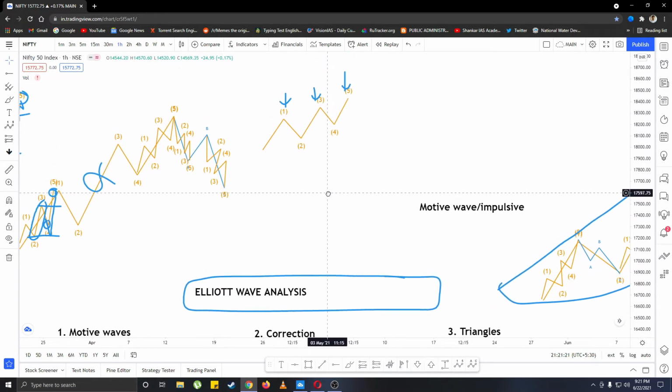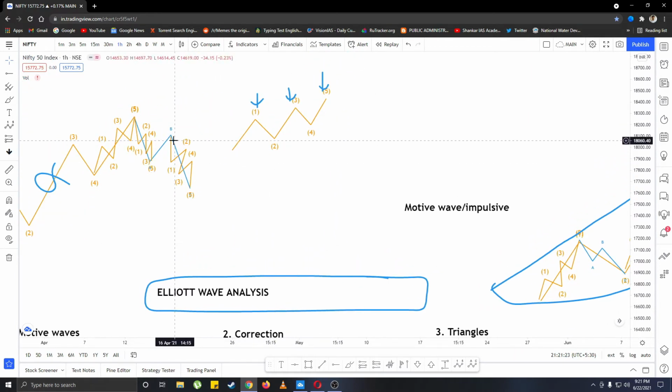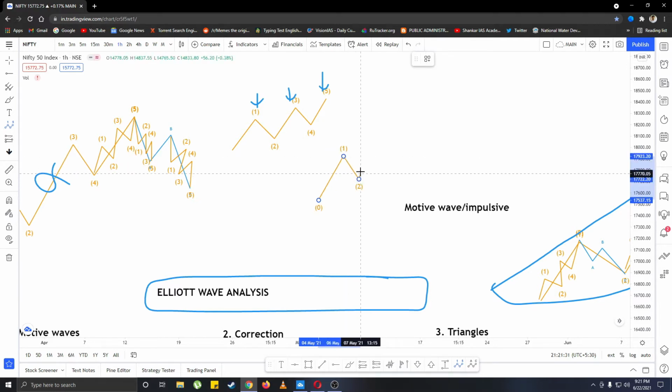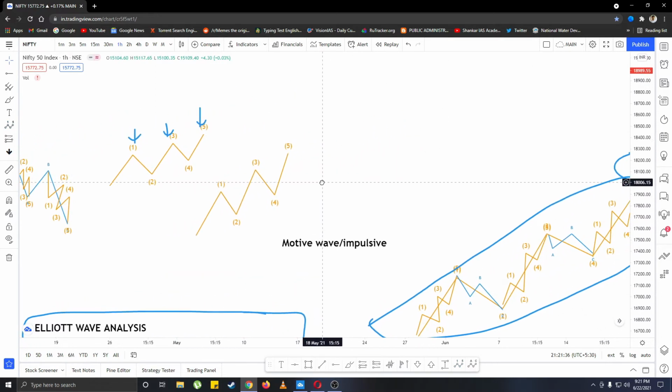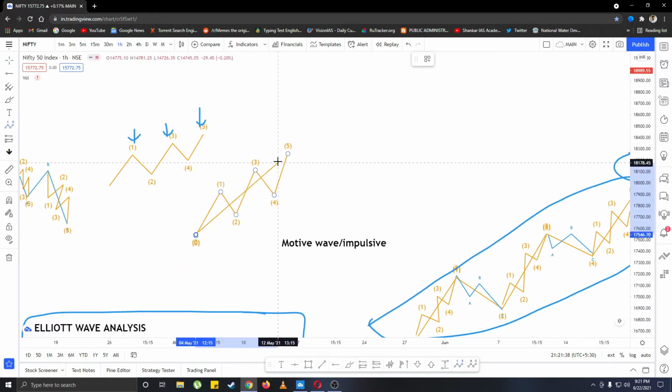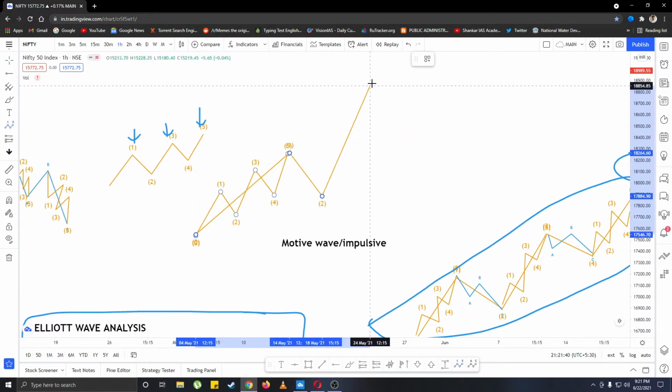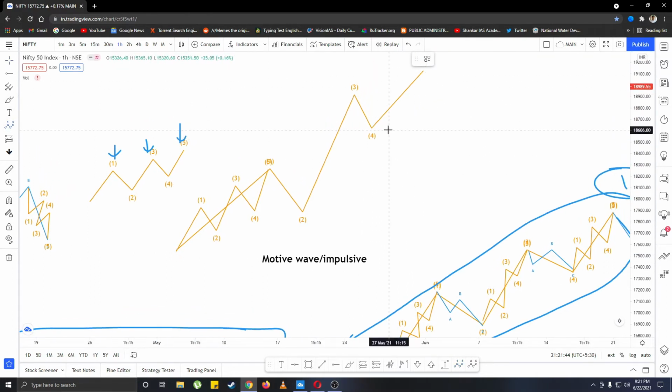And one more thing, in ending diagonals, the structure is different. So for example, this is a leading diagonal, let's say 1, 2, 3, 4 and a 5. And this is 1, 2, 3, 4 and a 5. And let's say we have an ending diagonal here.